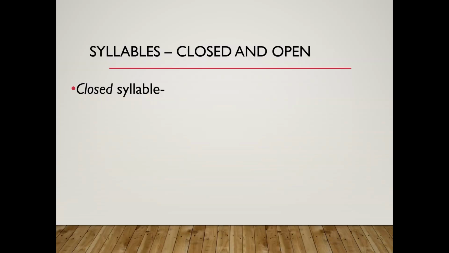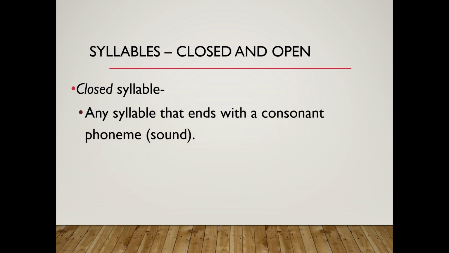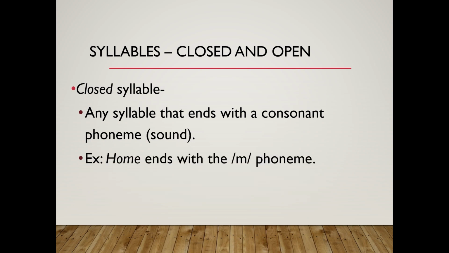Two types of syllables. We have closed and open syllables. A closed syllable is a syllable that ends with a consonant sound. Don't get confused. It's not that it ends with a consonant grapheme. It's that it ends with a consonant phoneme. For example, the word home ends with an E, which is a vowel, but the sound that it ends with is the M sound, which is a consonant. So a closed syllable ends with a consonant sound.